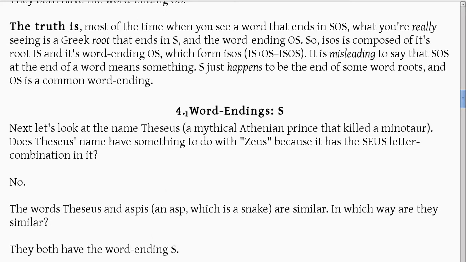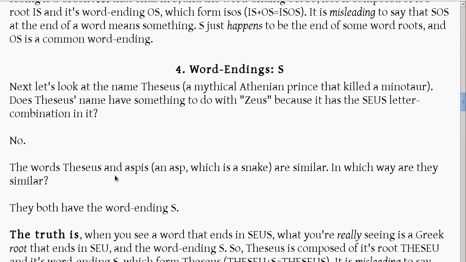Word endings: S. Next, let's look at the name Theseus, a mythical Athenian prince that killed a minotaur. Does Theseus's name have something to do with Zeus because it has the SEUS letter combination in it? If you look up here, SEUS in Theseus. And Theseus, compared to isos, is actually a name. Okay. No. The words Theseus and Aspis, an asp, which is a poisonous snake, are similar.